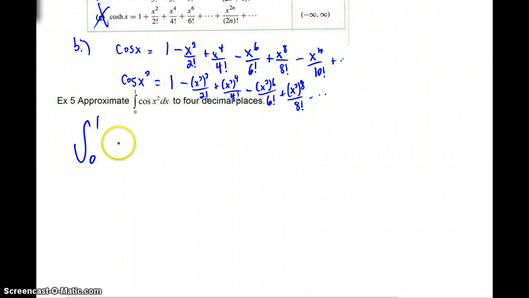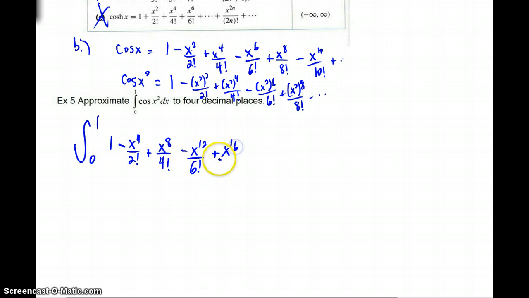well, the cosine of x squared, let's just work this expansion out. This would be 1 minus x to the 4th all over 2 factorial plus x to the 8th all over 4 factorial minus x to the 12th all over 6 factorial. Maybe do one more perhaps. x to the 16th all over 8 factorial, and going on forever.